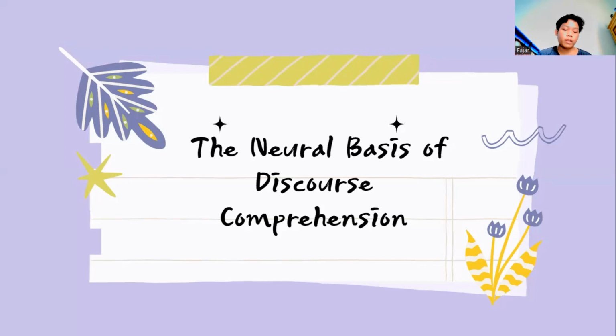The default mode network, or DMN, active during introspection and daydreaming, also plays a role in discourse comprehension by maintaining context and integrating new information. Research on the neural basis of discourse comprehension provides valuable insight into the cognitive and neural mechanisms involved in language processing, aiding in understanding the nature of mental representations underlying language comprehension.